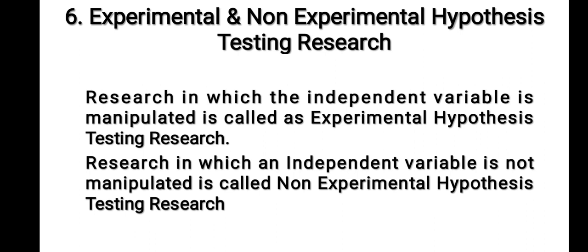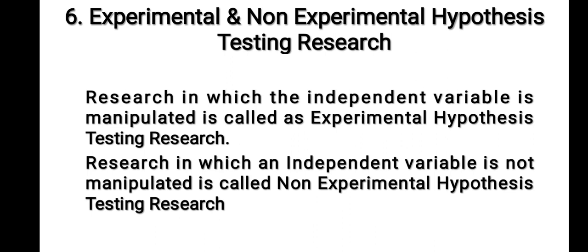The next important concept related to research design is experimental and non-experimental hypothesis testing research. When the purpose of research is to test a research hypothesis, it is called hypothesis testing research. I could give you an example. A research in which the independent variable is manipulated is called experimental hypothesis testing research. And a research where the independent variable is not manipulated is called non-experimental hypothesis testing research.